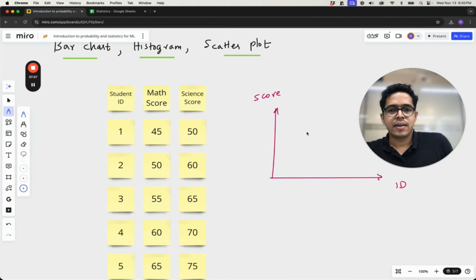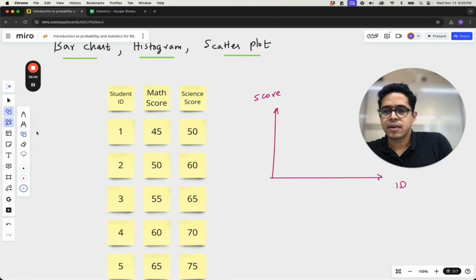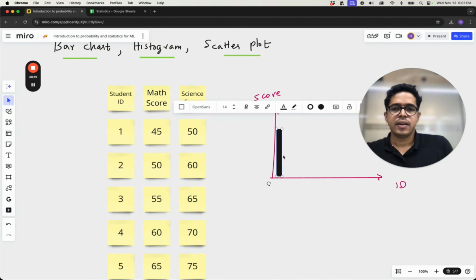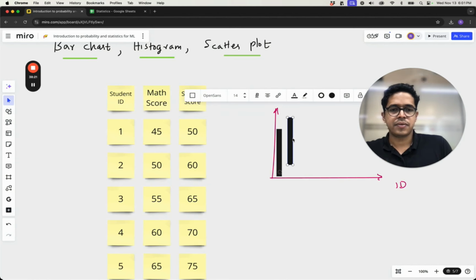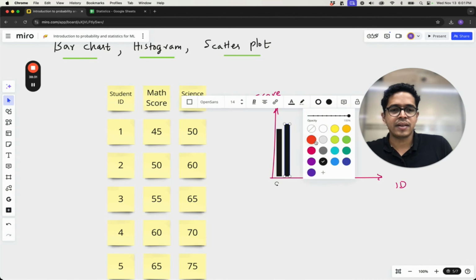So I will use black color for math. So I need a rectangle basically. So let's pick a rectangle. And then we can fill some color. So let's say black, so in the first exam, math score was 45. And science score was 50. So we can put it like this. Oh, 50 is higher. And the color for science could be, let's say, red.